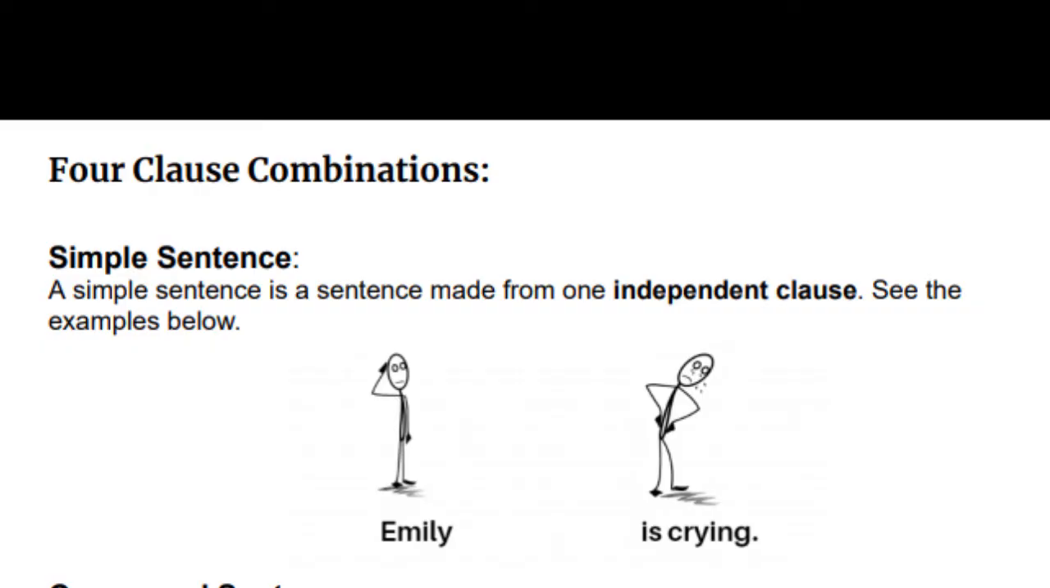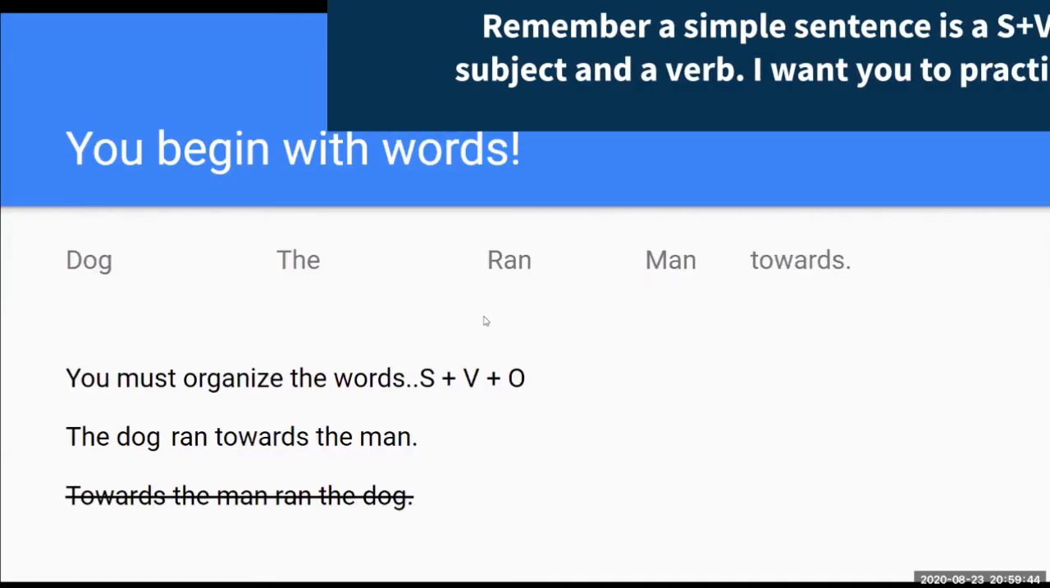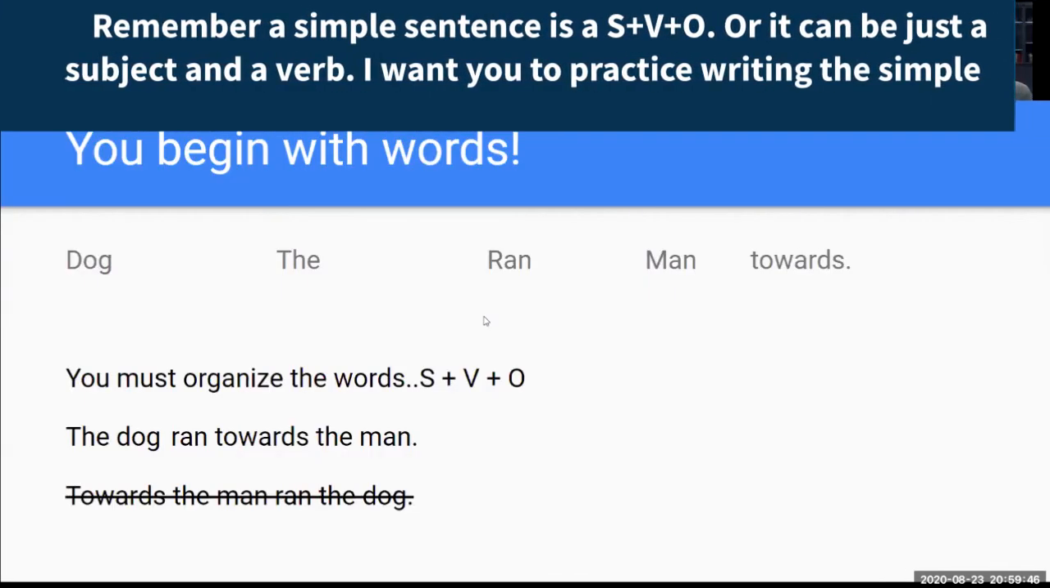So we're going to look at a simple sentence. A simple sentence is made from one independent clause, such as Emily is crying. So I'm going to stop here because I want you just to take some time to digest what is a clause, what is a dependent and independent clause. And then I want you to be able to write a simple sentence. Remember, a simple sentence has the subject, verb, and object, or it can be a subject and a verb.